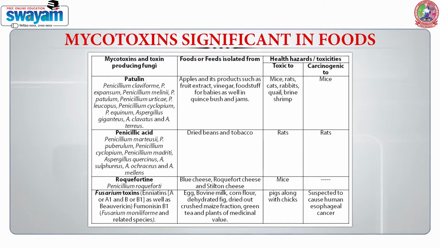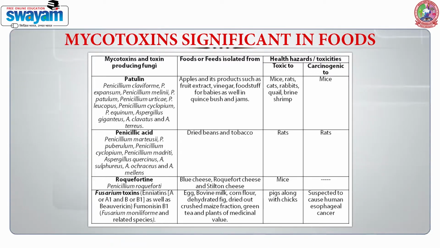Patulin, which is produced by different species of Penicillium and Aspergillus, such as Aspergillus clavatus and Aspergillus terreus. Apple and its products such as fruit extract, vinegar, and food stuff for babies are the major substrates on which this is present, and it has been found to be toxic to a range of animals, mice, rat, cat, shrimps, etc.